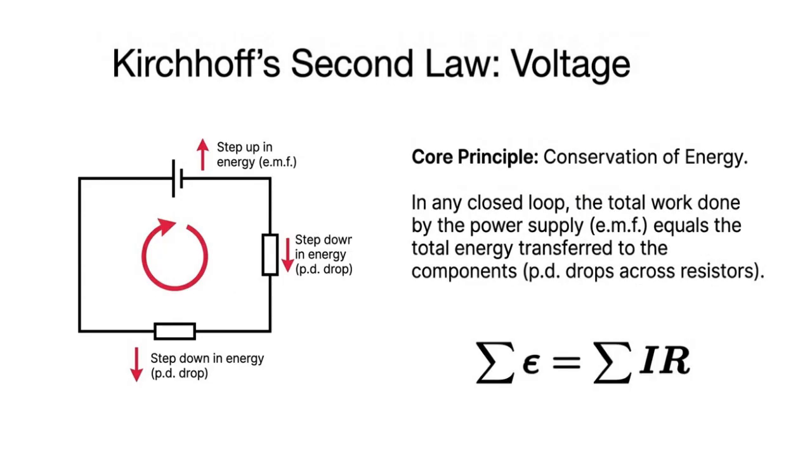Kirchhoff's second law is based on the conservation of energy. It tells us that in any closed loop, the total energy supplied by the power source, or the electromotive force, is exactly balanced by the total energy used up by the components in the circuit, like resistors. This means the sum of all the voltage rises equals the sum of all the voltage drops around the loop. In other words, the energy you put into the system is completely accounted for by the energy each part consumes, which is why the equation shows the sum of EMF equals the sum of current times resistance. This principle helps us analyze circuits and understand how energy moves through them.